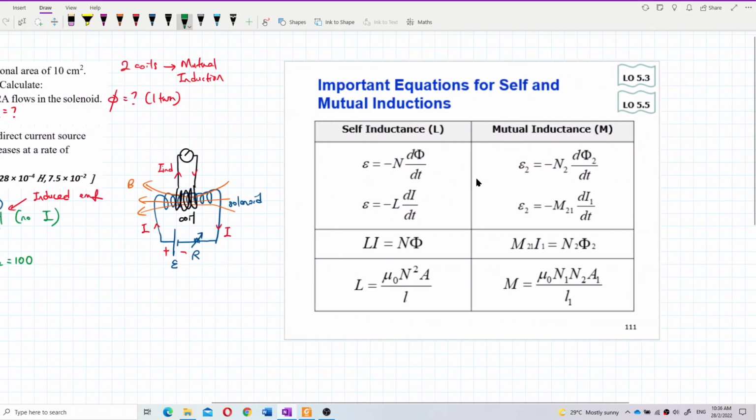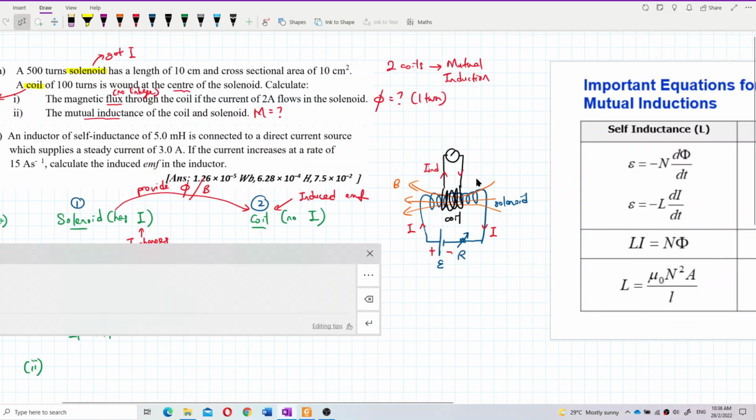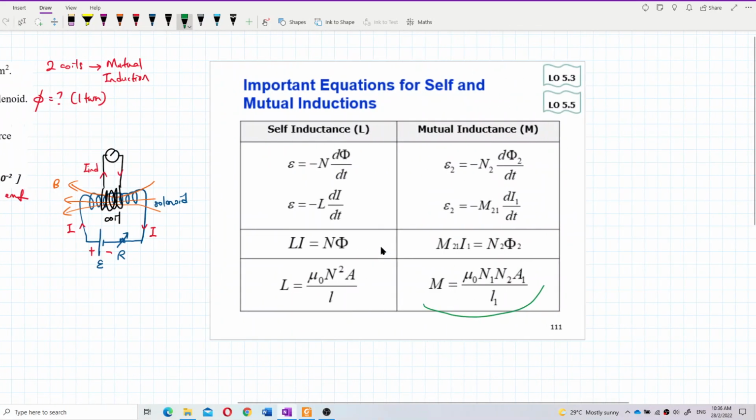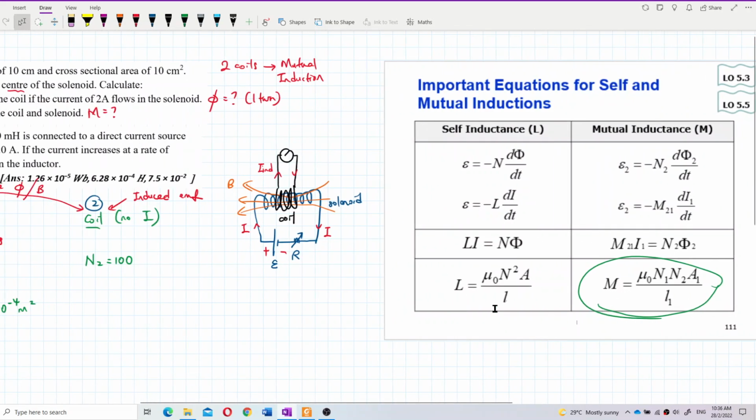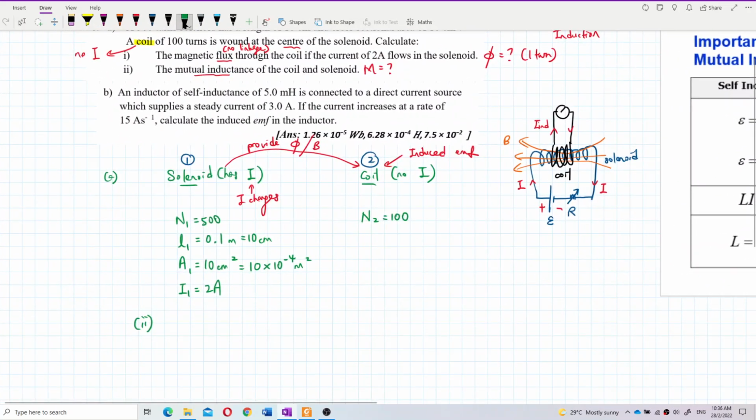We can use these equations. M equals mu naught N1 N2 A1 over L1, and find the mutual inductance. So M equals mu naught N1 N2 A1 over L1. I have everything.